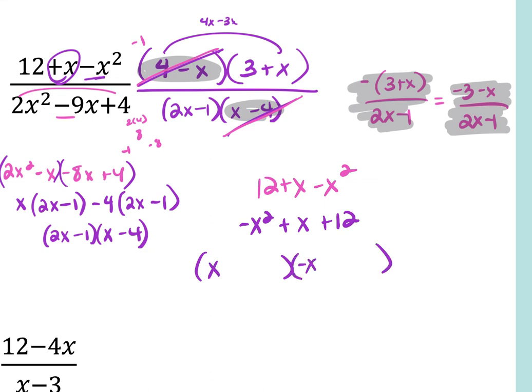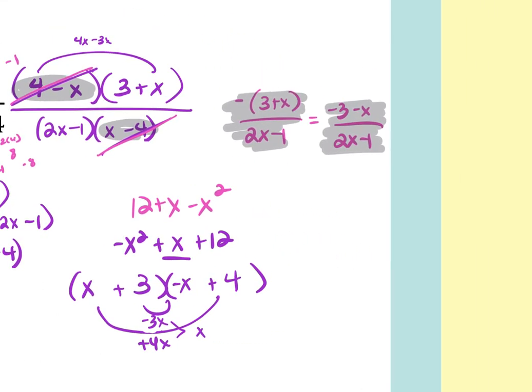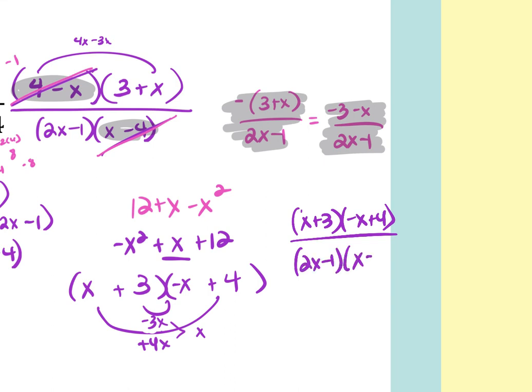And then the factors of positive 12. So you can do positive 4 and positive 3, but then you have to test it. 3x minus 4x, that gives you a negative in the middle, which means you have to switch the signs. Or actually, you have to switch the spots because the signs are on the x. And then you check it from there. Negative 3x, positive 4x, that gives you the positive x. That's the middle term. So that would be your numerator, x plus 3, and negative x plus 4, over your denominator, 2x minus 1, and x minus 4.